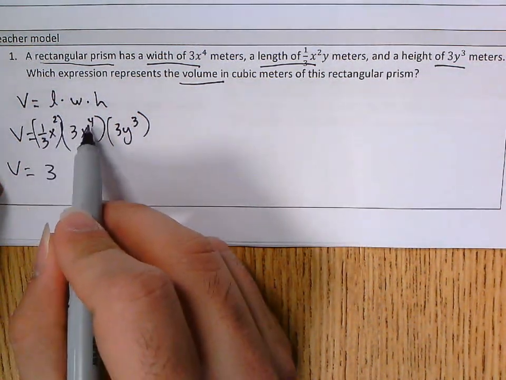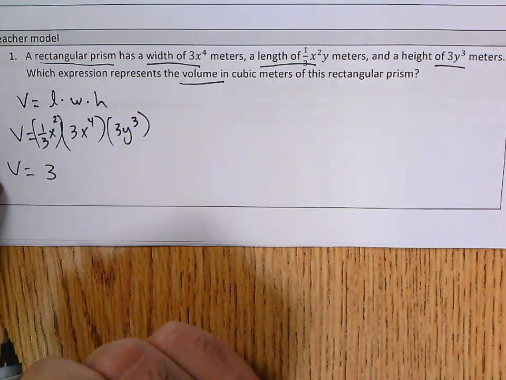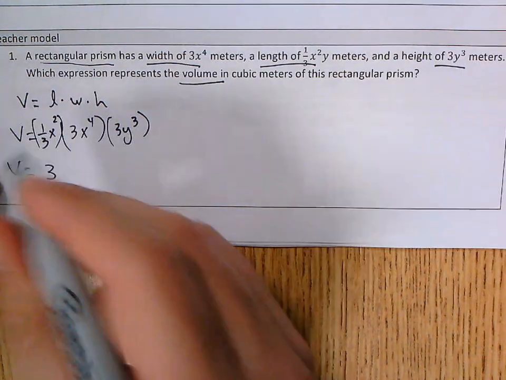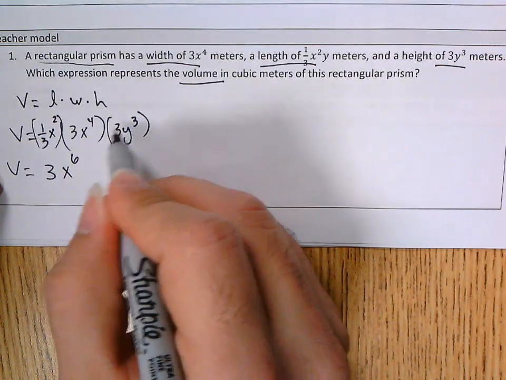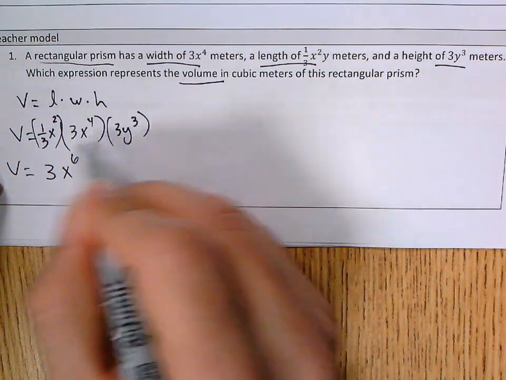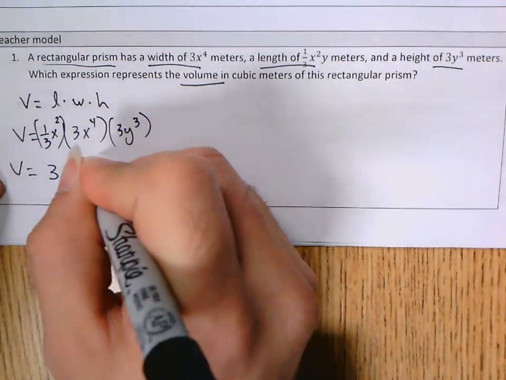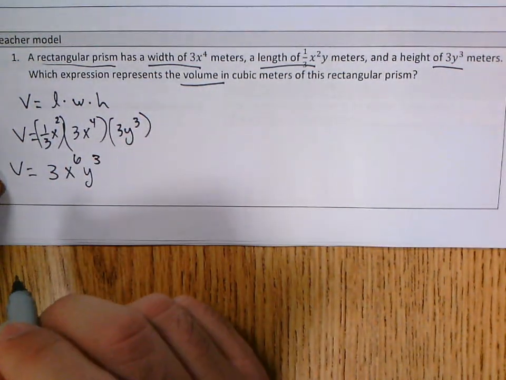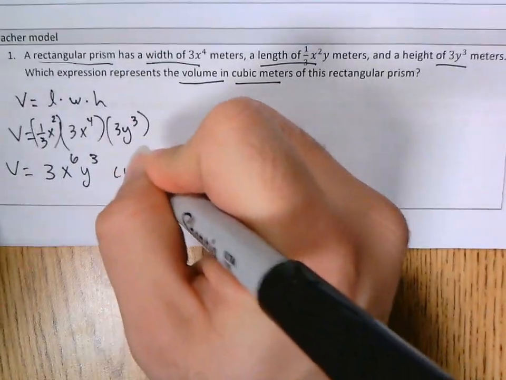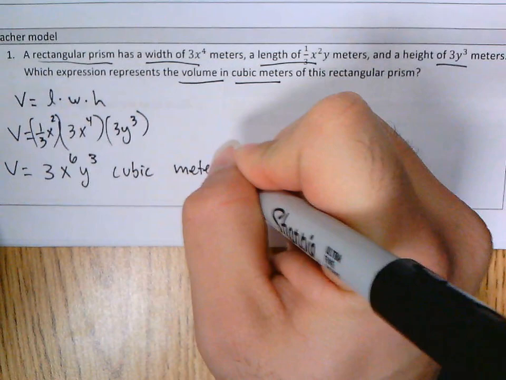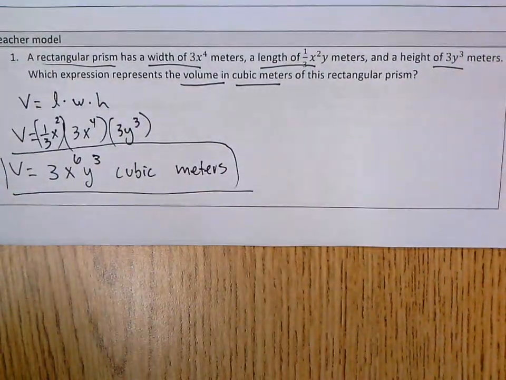x to the power of 2 times x to the power of 4. We know that if I'm multiplying exponents that have the same base, that allows me to add them. So that's actually x to the power of 6. And there is nothing that I can multiply this y to the power of 3 with, because there are no other y's. So I will just be left with y to the power of 3. Do not forget your units. Your units is cubic meters. So that is the answer for this problem.